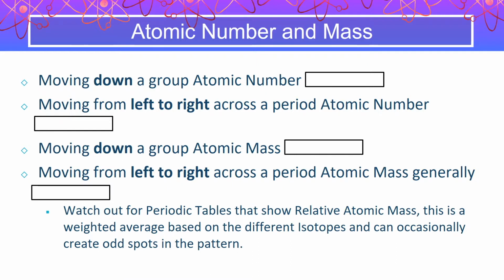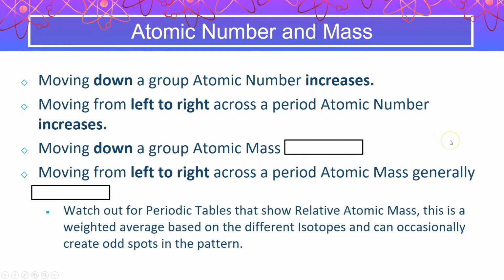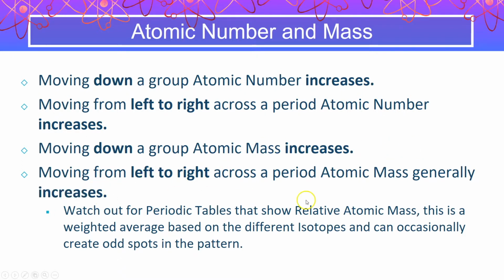So atomic number and mass number are pretty straightforward. If you're going down a group, your atomic number is going to increase. Remember your top left is hydrogen, and that's going to have your lowest atomic number and lowest mass number. As you go left to right, top to bottom for both of them, it's going to increase. So moving left to right is also going to increase your atomic number. As you're going across a period there, as you're moving down a group, your atomic mass is going to increase. Moving left to right, you will find your atomic mass generally increases.